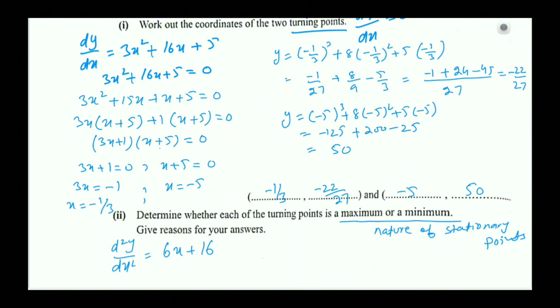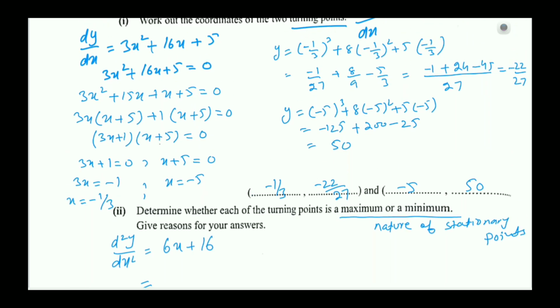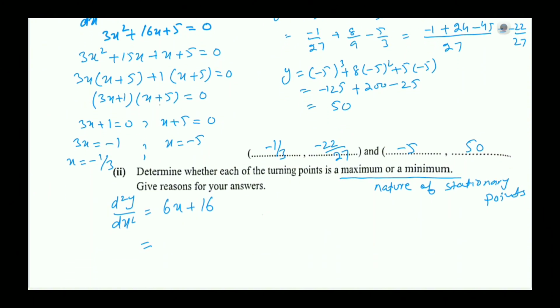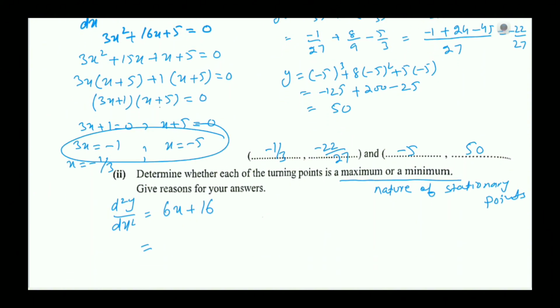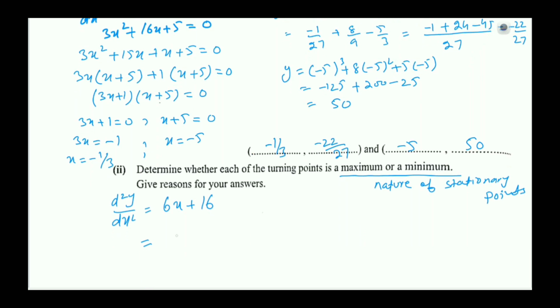After finding the second derivative, what you have to do is put the values of x in this question, that is -1/3 and -5. You have to take the values of x from the previous part, or in other cases you can find them again if you have not found them already. So here you can see that we have found the values of x in the previous part. We will take those values one by one. So 6 times -1/3 plus 16, and 3 twos are 6, and we got 14.